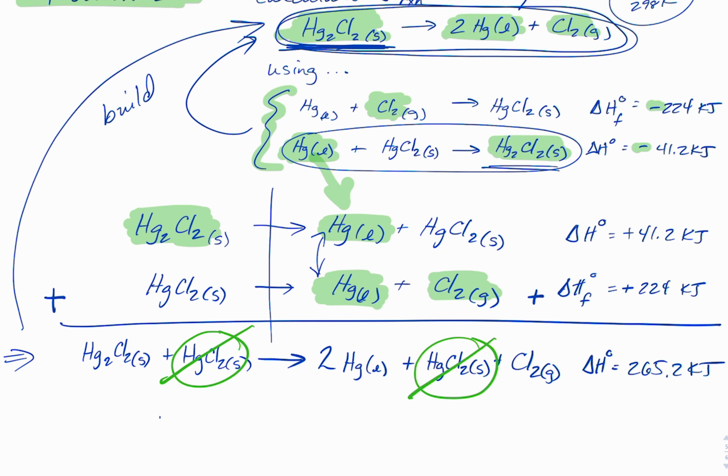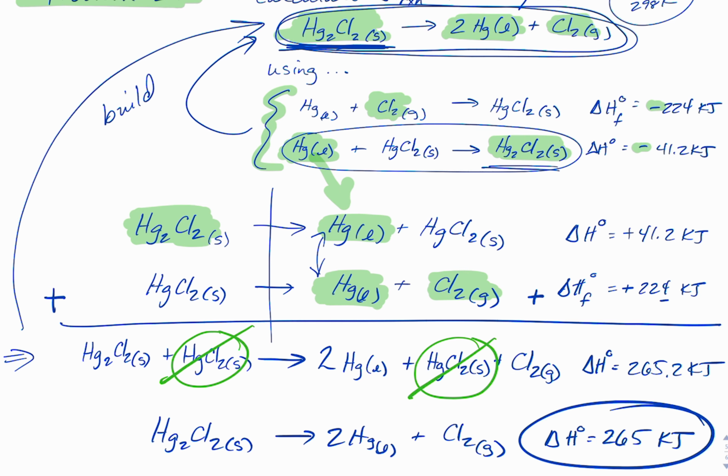So we can just write our final answer: Hg2Cl2 solid yields 2 Hg liquid plus Cl2 gas, and our delta H naught, in proper sig figs with the ones place, is 265 kilojoules. That is the enthalpy change for this reaction. It's just beautiful that Hess's law allows us to do that. Okay, that is enthalpy. We will do some more problems in class, so I will see you next week.